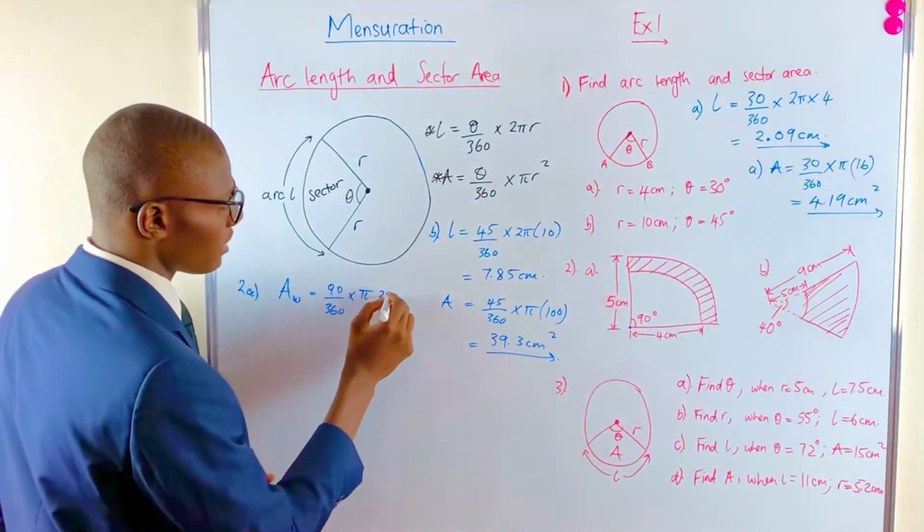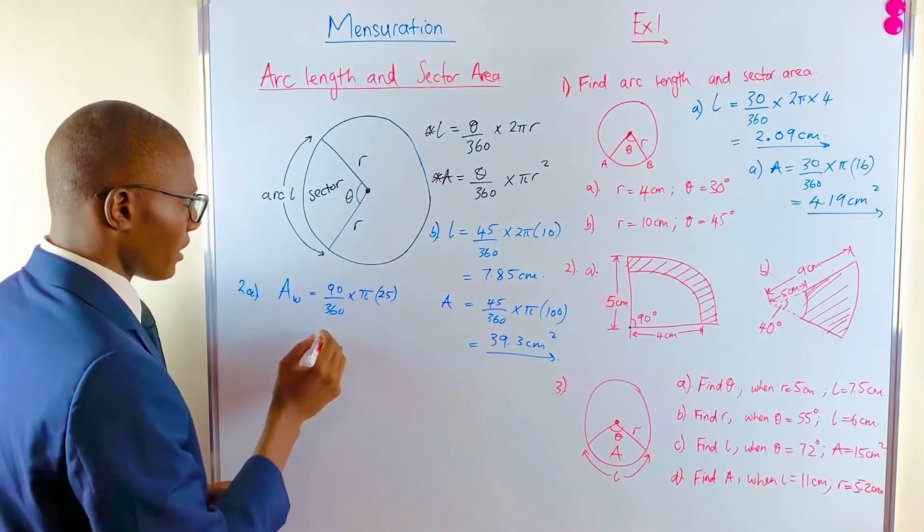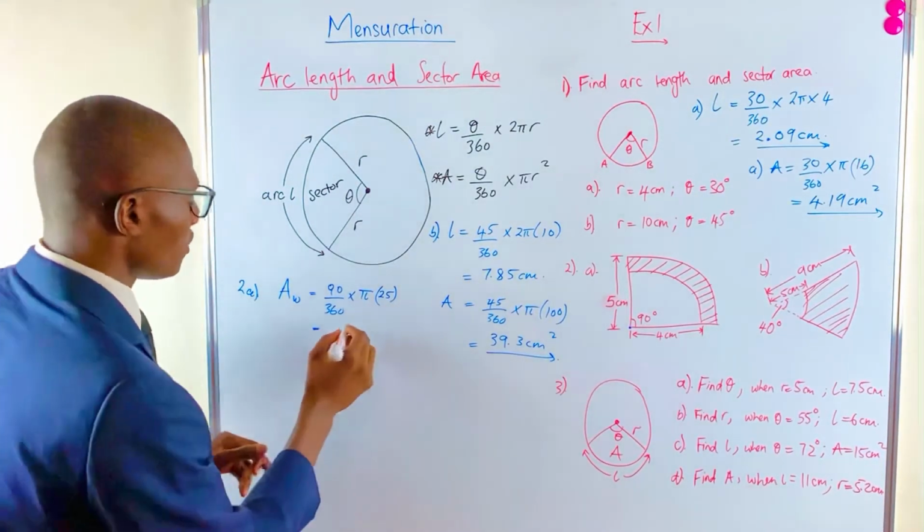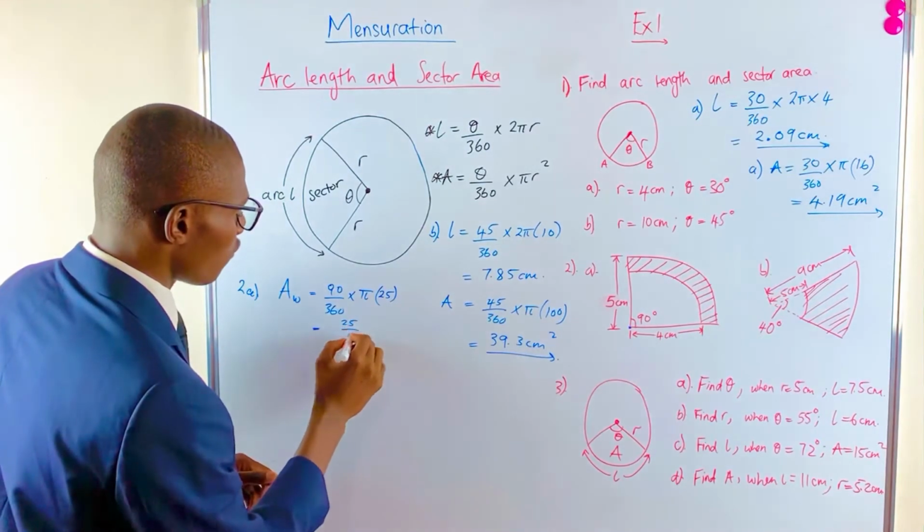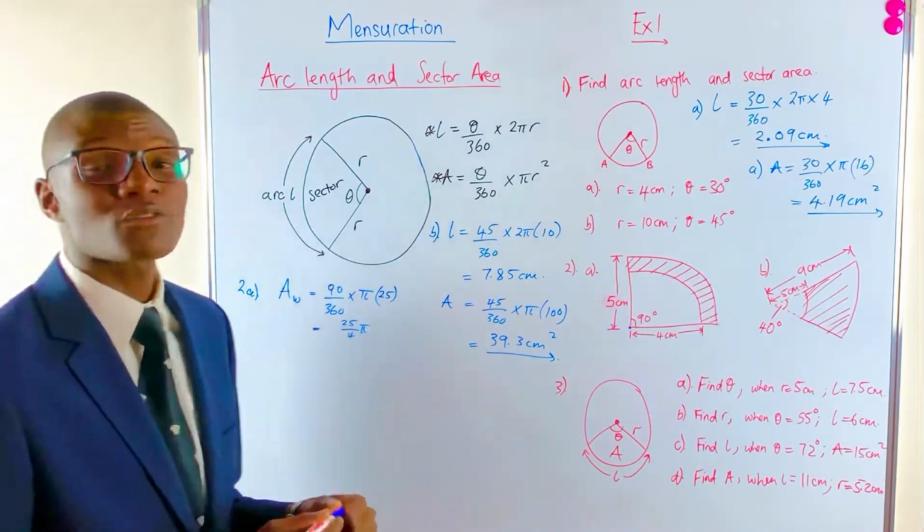So 5 squared will give us 25, which is 25 over 4 pi. So that's the area of the whole sector.